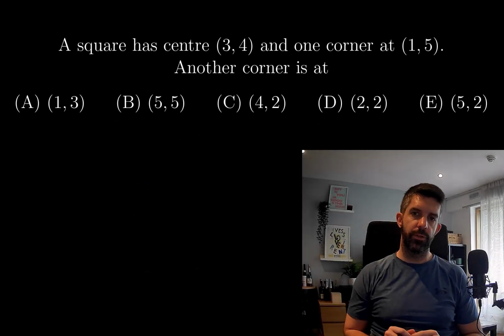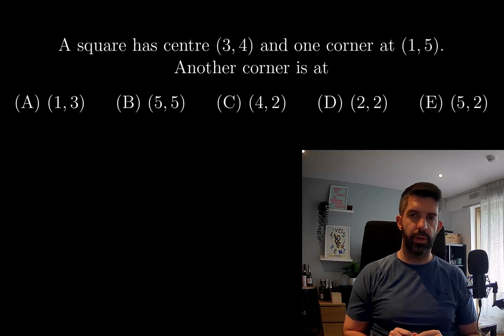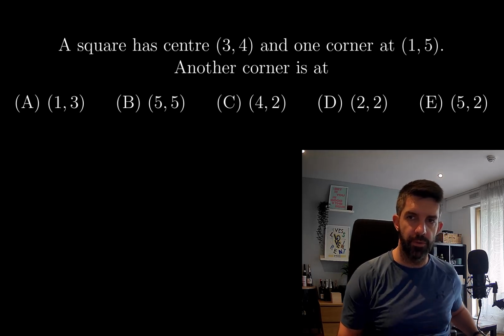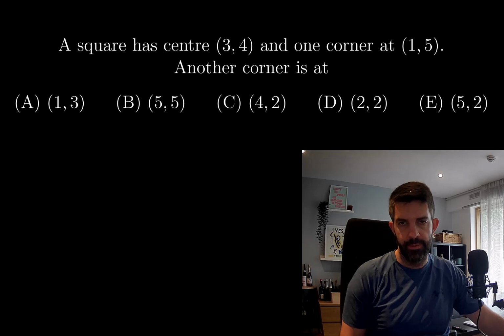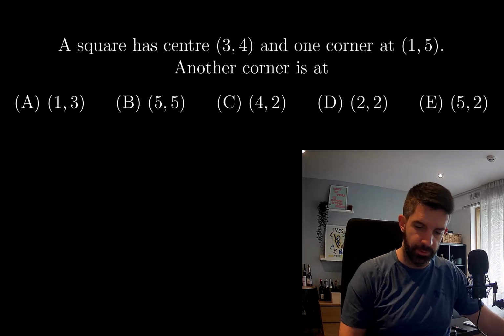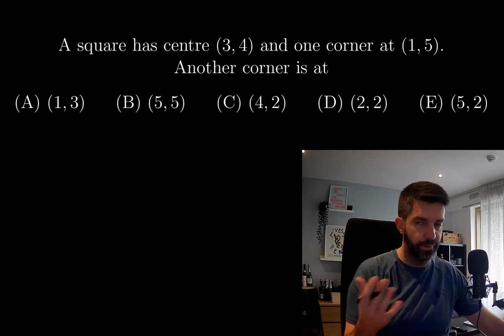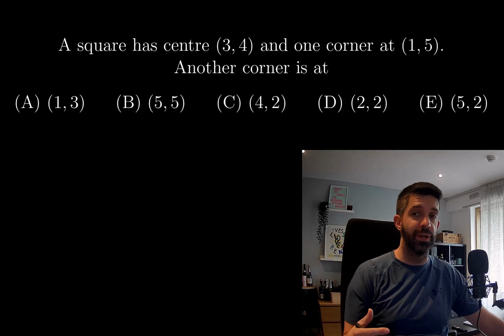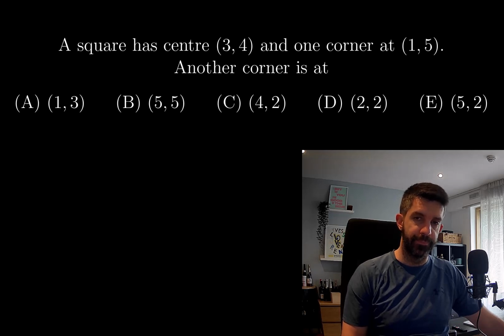A square has center 3, 4, and one corner at 1, 5. Another corner is at one of these 5 options. Okay. I encourage you almost always to draw a picture for stuff like this. But this is so straightforward, we can do this without a picture.